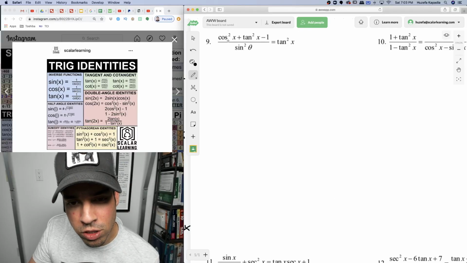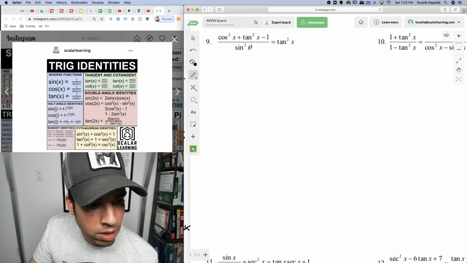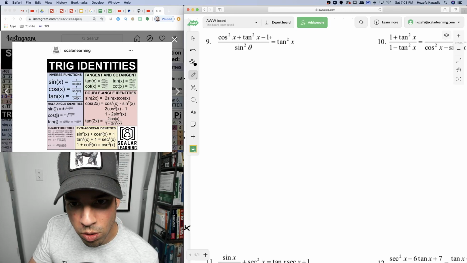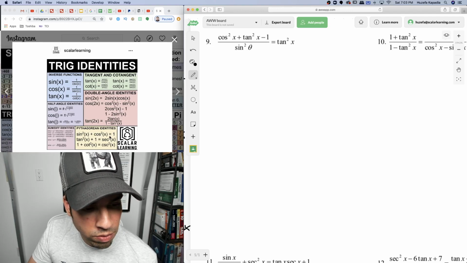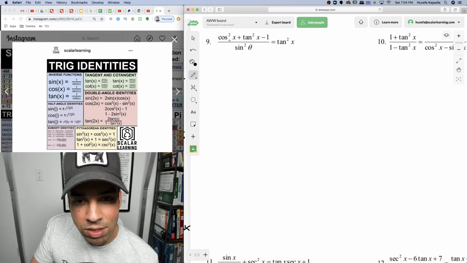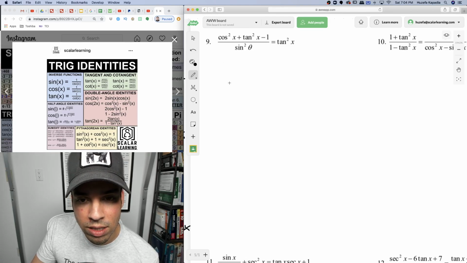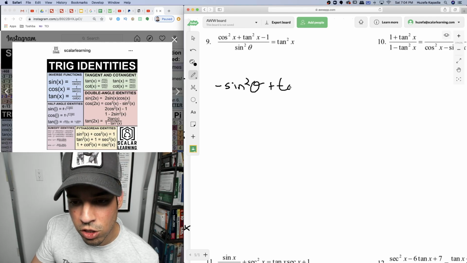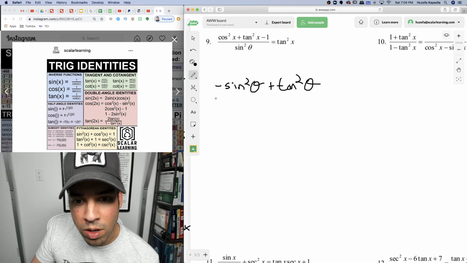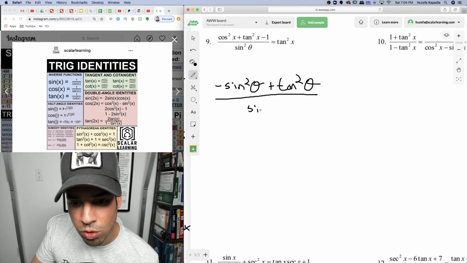We've got some really interesting things happening up here, and I'm seeing this cosine squared and that minus 1 over there. And again, it's reminding me to look at this identity here. Now, if I subtract 1 from that side, I get cosine squared minus 1. Then if I subtract sine squared x, I would get a negative sine squared. So I can take these and, using that Pythagorean identity, turn it into negative sine squared theta plus tangent squared theta over sine squared theta.